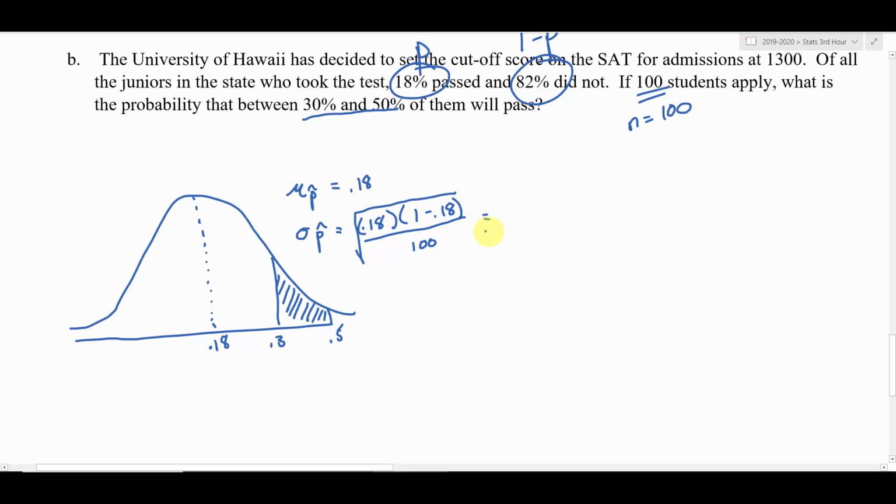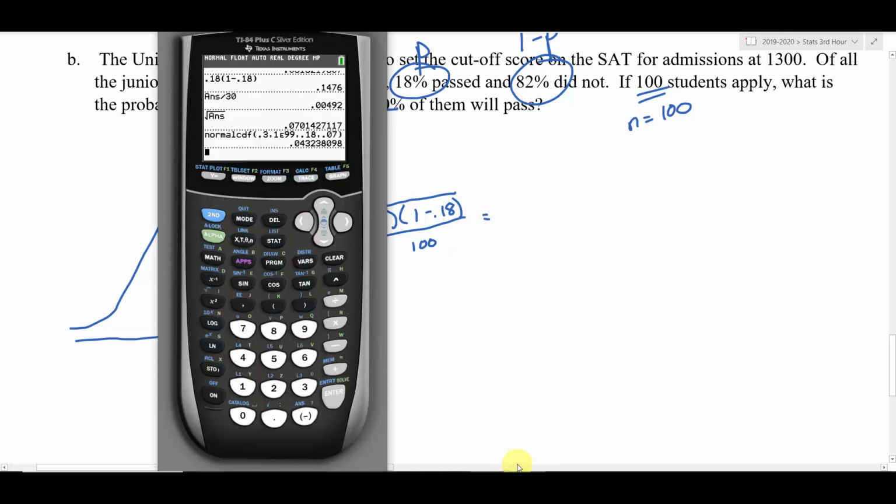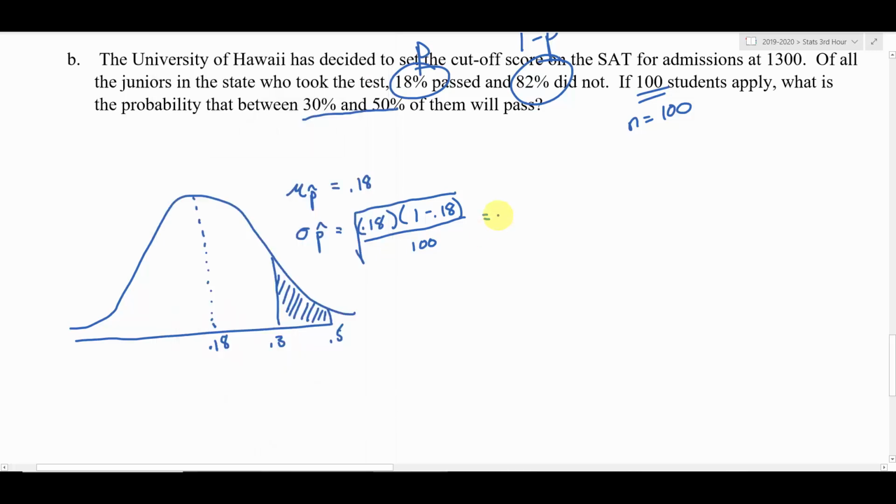Let's go to our calculator and run that calculation real quick. I'll clear out some of this old stuff. So we have 0.18 times 1 minus 0.18, enter, divided by 100, and square root. And there we go, we got 0.038. I think we got everything we need.